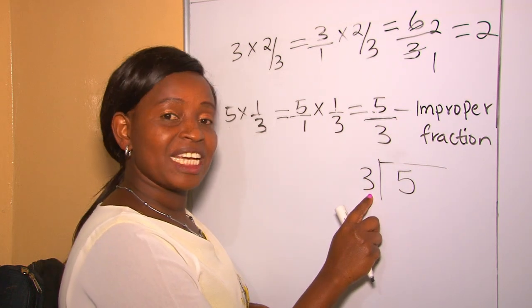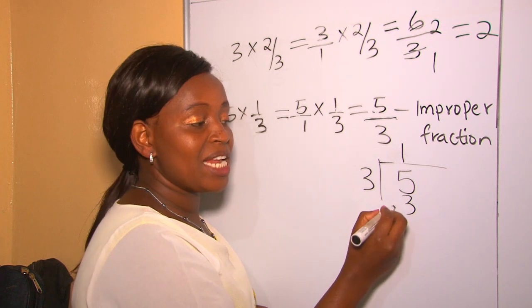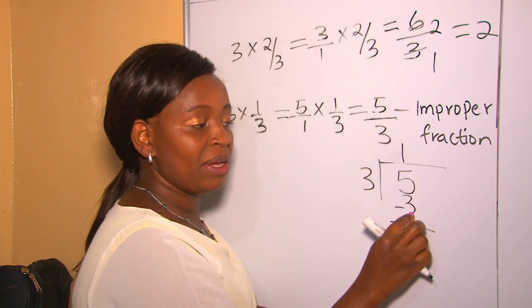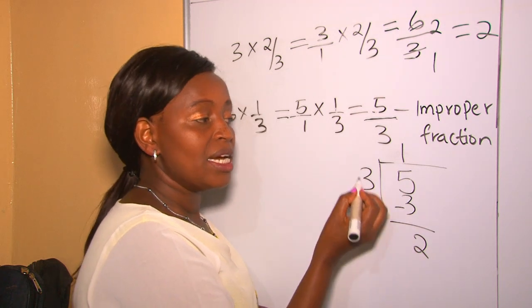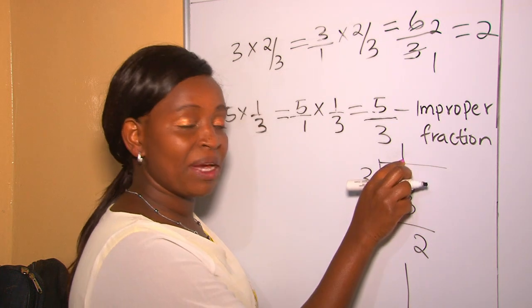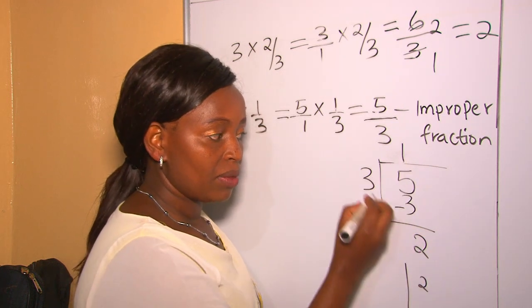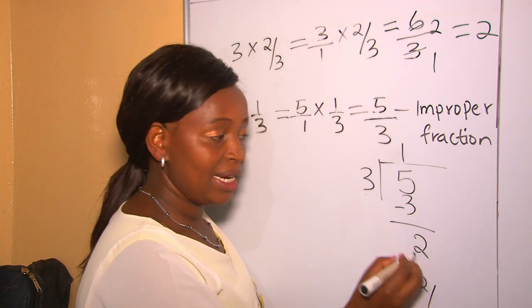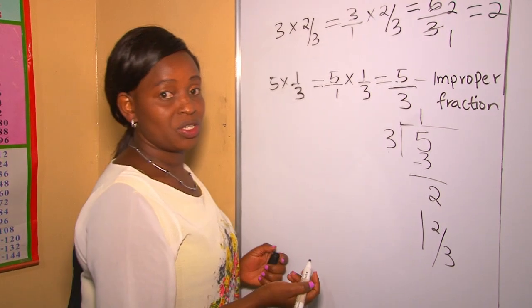5 divided by 3, it goes how many times? 1, because of 3. Now we take away. 5 take away 3, we get 2. And because 2 can't divide 3, we write it as a mixed fraction. That is, our 1 here becomes our whole number, and the remainder becomes our numerator 2, and 3 is our denominator.